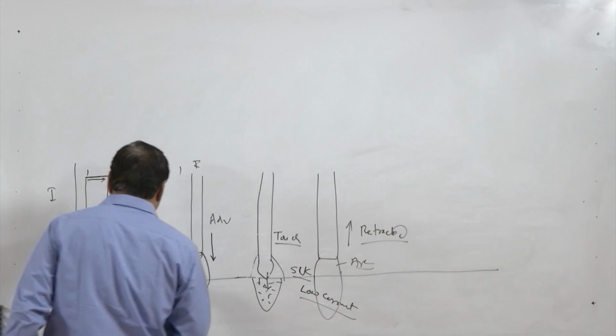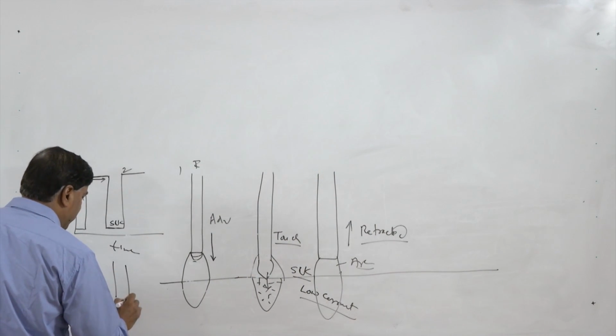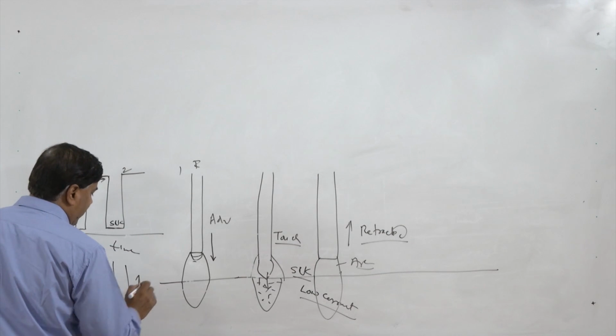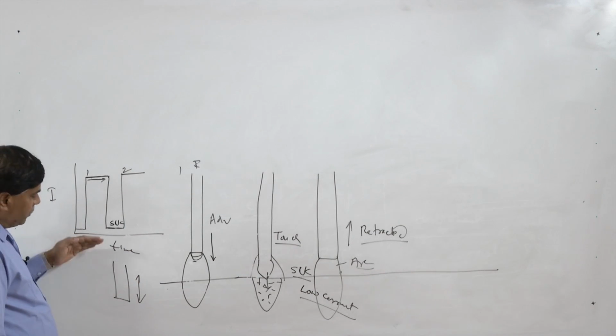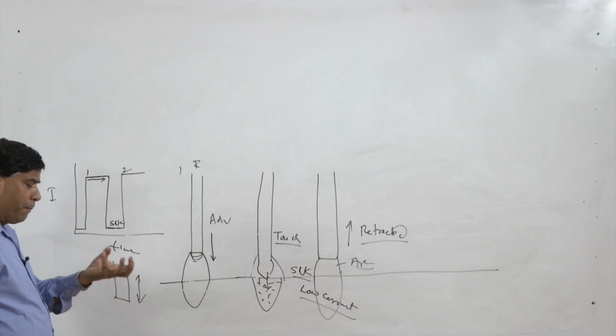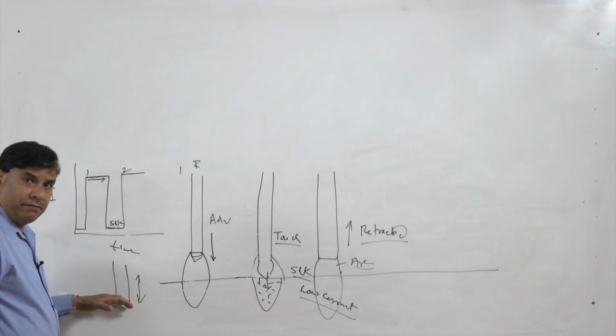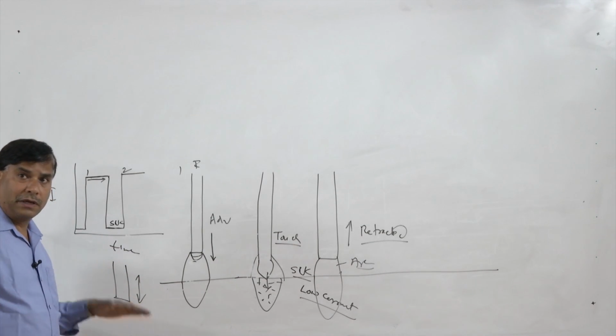So what we will see is the back and forth movement. When the electrode is back, there is arc, a drop is developed, and as soon as the drop is developed, it touches the pool. So short circuiting takes place.